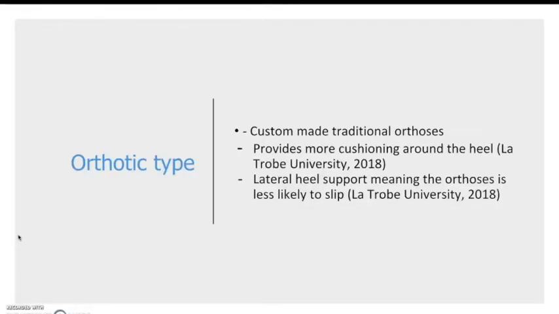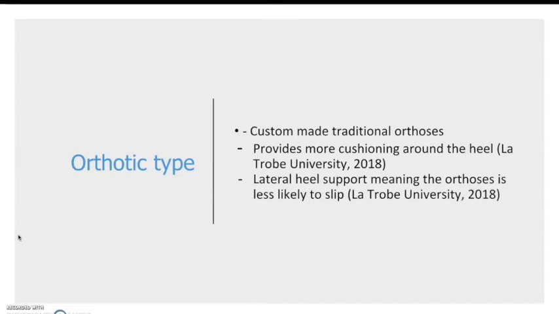Orthotic type. For Paul, the most appropriate type of orthosis will be a traditional custom-made orthosis. This is because a traditional type of orthosis has a fat pad which enables more cushioning around the heel. This is important as Paul has been diagnosed with medial tibial stress syndrome, and according to Craig, shock absorption insoles have been one of the few prevention methods that have shown to reduce pain in people with MTSS.